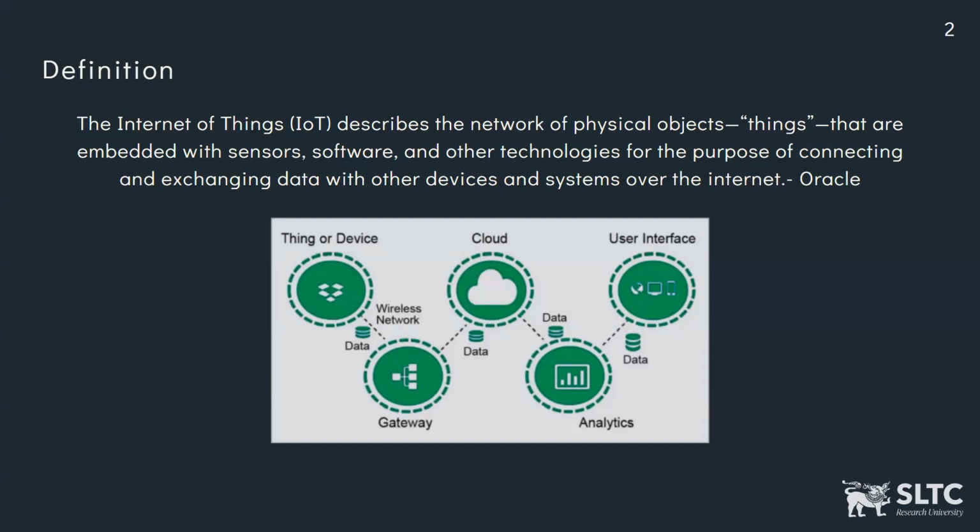So this is mainly the definition of IoT. It is the technology that connects a network of physical objects, or we call them things, that are embedded with sensors, software, and other technologies for the purpose of connecting and exchanging data with other devices or other systems over the internet, right? So this is one definition that had been given about the IoT.